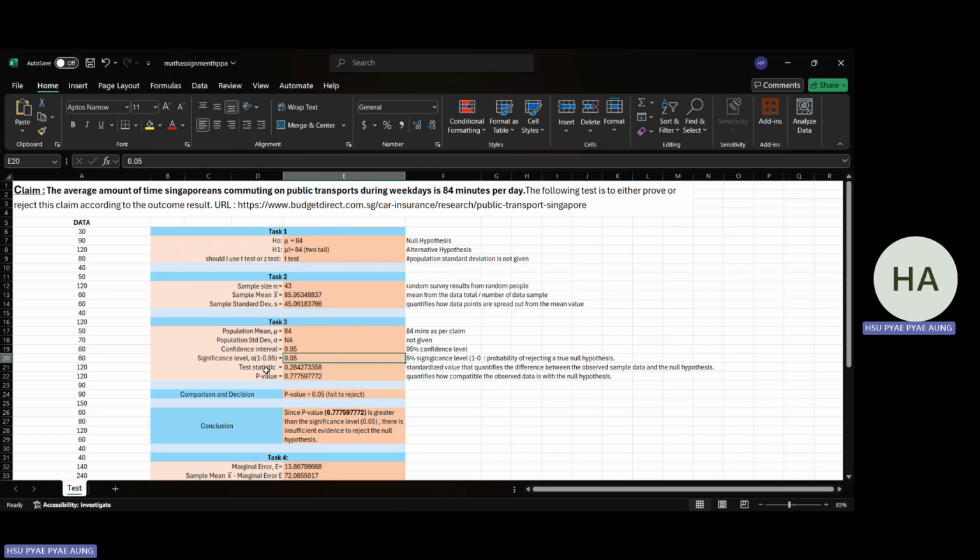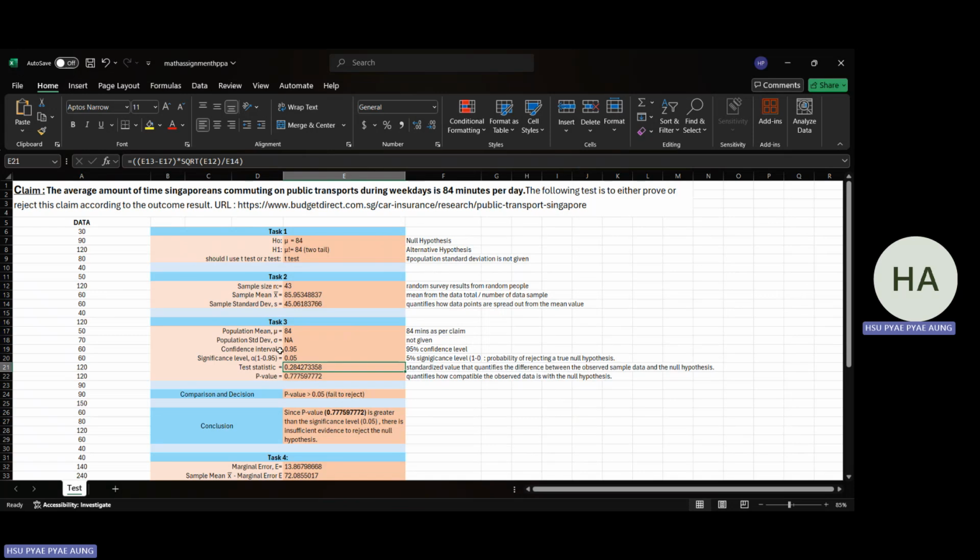The next step, we need to calculate the test statistic value to quantify the difference between the observed sample data outcome and the null hypothesis, which is 84 minutes. And later, we use the value to calculate the p-value.